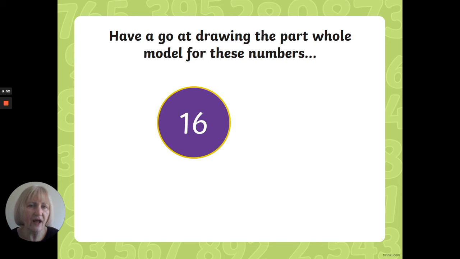Have a go at drawing the part-whole model for these numbers. So on your paper, when you can see the number 16, make that your whole number in the cherry diagram and then break it up into 2 parts. So can you partition that number 16? Remember, it's not a 1 and a 6. What does that 1 numeral really mean? Pause the video and have a go, then come back and see if you were right.